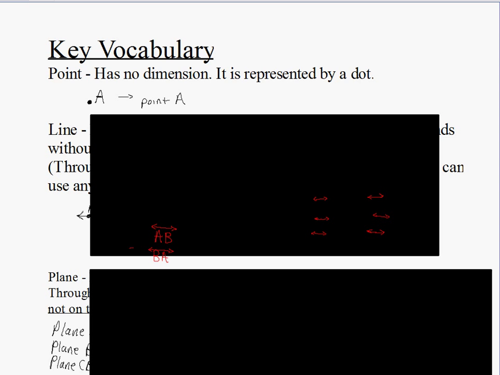We have a ton of key vocabulary. Make sure that you not only get the definition, you get the picture that goes along with the definition. The very first key vocabulary that we have is called a point. It has no dimension and is represented by a dot. As you see right here, I have a dot with a letter next to it, and you will call that point A.